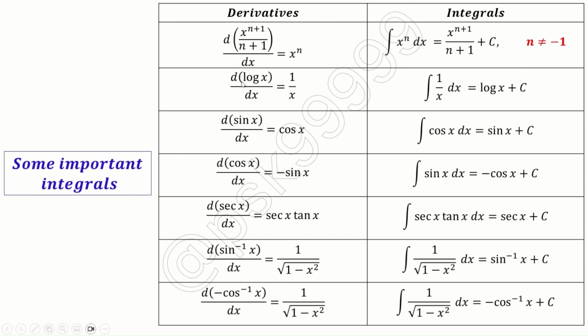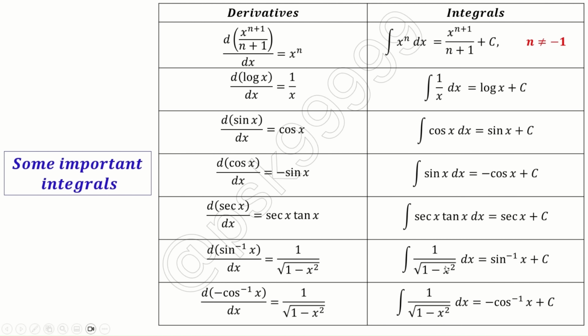How do you get it? Differentiation of log x with respect to x is 1 by x. So if I take the reverse, integration of 1 by x dx equal to log x plus c. Similarly, you can note down all these things. Integration of cos x is sin x plus c. Integration of sin x with respect to x is minus cos x plus c. Integration of secant x tan x dx is nothing but secant x plus c.